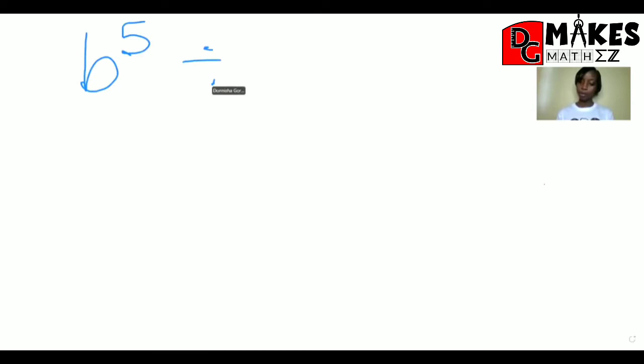B to the 5th power divided by B to the 5th power. Now you can do one of two things. You can say any term divided by itself will give you 1, so we're sure of that.